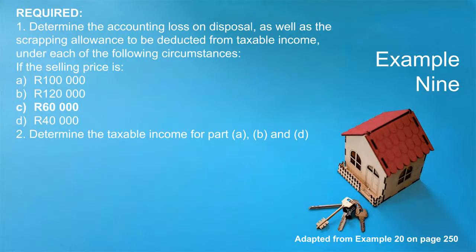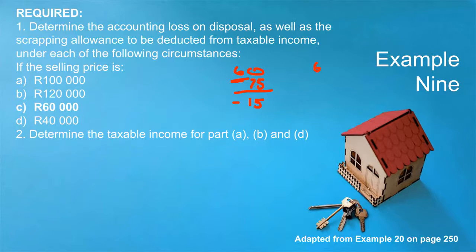Okay. So you want to quickly deal with a loss situation. In this situation, we sold it for 60,000 Rand, so 60,000 Rand is the selling price. The accounting carrying amount was 75,000 Rand. So we've sold it for a loss of 15.